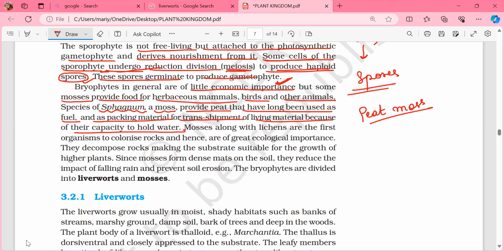Just imagine them like sponges. Like how sponges, if you dip them in water, hold a lot of water, same way, the moss also absorbs a lot of water. So, whenever someone wanted to transport any living material, for example, a plant, a plant requires regular watering. Since it will be shipping, there will be no one to water it. So, it was packed along with moss. Then that moss provides the water because it has water holding capacity. Since it absorbed so much water, it gives the water to the plant or whatever organism needs the water.